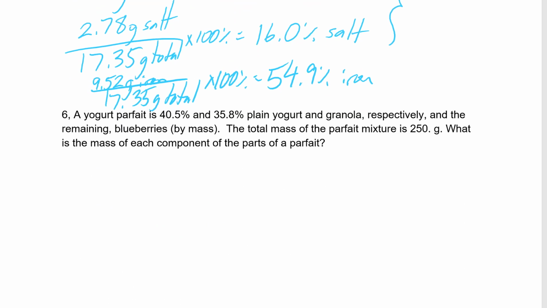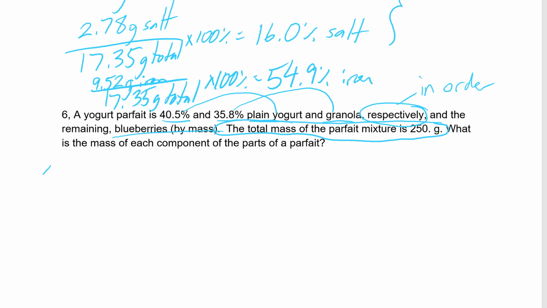Okay, number 6 is actually the reverse calculation of the one we just did. You have 40.5% plain yogurt, 35.8% granola. See how the numbers are in order with the plain yogurt and the granola? That's what the word respectively means. It means in order. So when two numbers are given, then two words, it goes in order. The 40.5% is for the plain yogurt, and the 35.8% is for the granola. And then you have the blueberries that are remaining. This line was actually missing from your paper, so please add that. Then you'll be able to do the question.